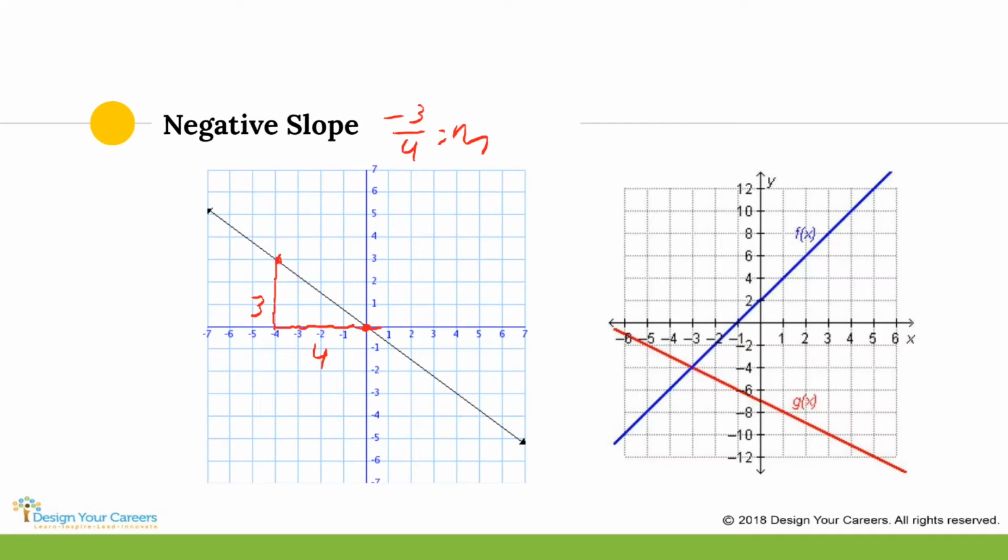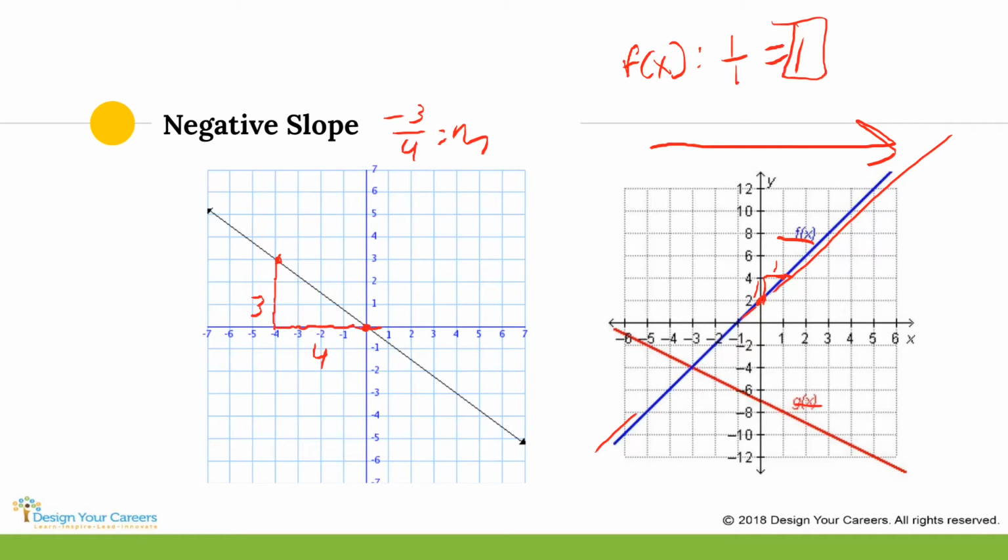In this graph, we have both a positive and a negative line. This f of x right here determines this blue line, and this g of x determines this red line. Let's find the slope of f of x first. For f of x, I'm going to pick this point and this point. Rise 1, run 1. And remember, this is a positive slope because we read a book from left to right, and this is going up when we go left to right. 1 divided by 1 is equal to 1. So that is the slope of f of x.